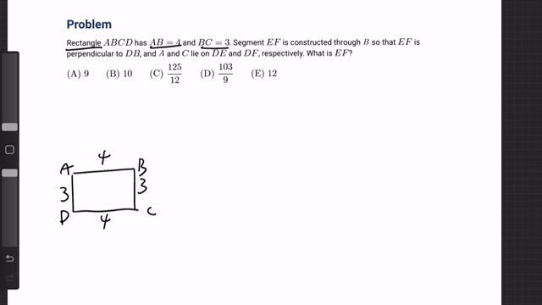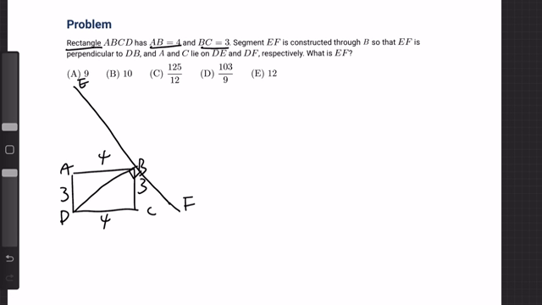Segment EF is constructed through B so that EF is perpendicular to DB. So let's connect D and B, which is a diagonal of the rectangle. And EF is perpendicular to that. So it will look like this. E and F.